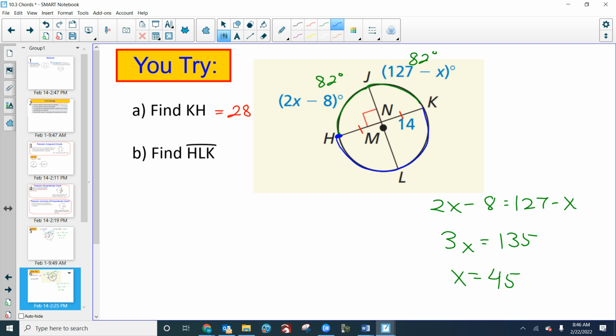164? Yeah. Did you do, to get HLK, did you get 360 minus 164? Well, 360 minus 160 would be 200, minus 4, 196, right? 196 degrees. Did you get that, or was it tricky? All right.